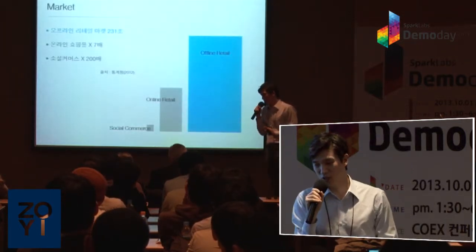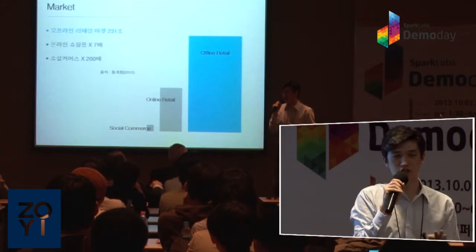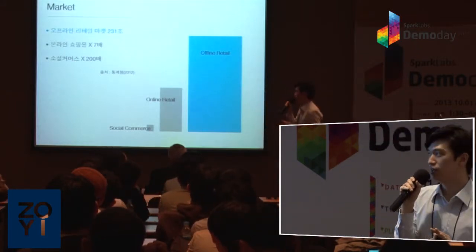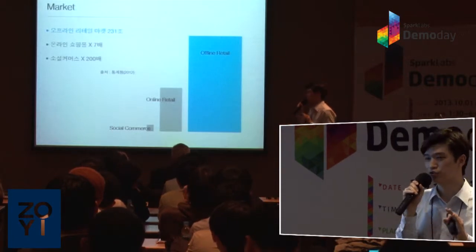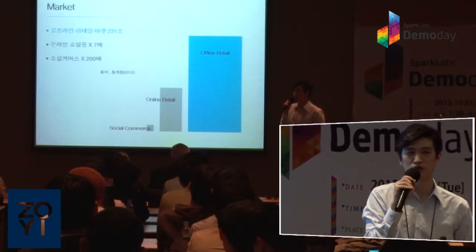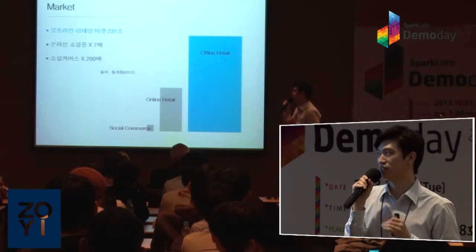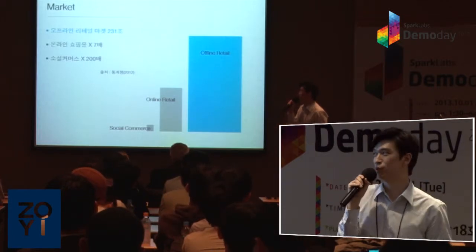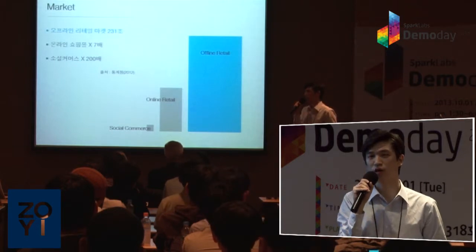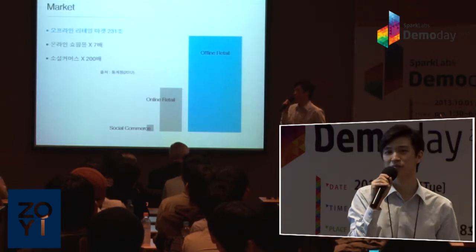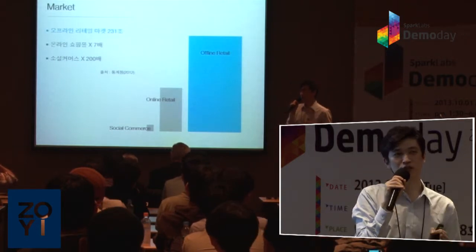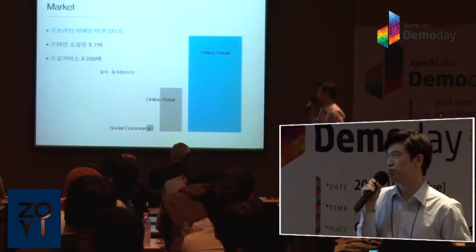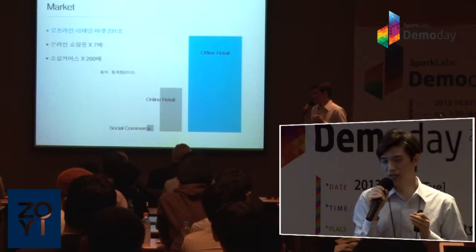Let's take a look at the overview once again. So, what is the retail market within the Korean market? The offline retail market has a size of 231 trillion won, and the offline retail market is 7 times the online shopping malls and 200 times social commerces. And you can see that it continues to grow at a fast rate.